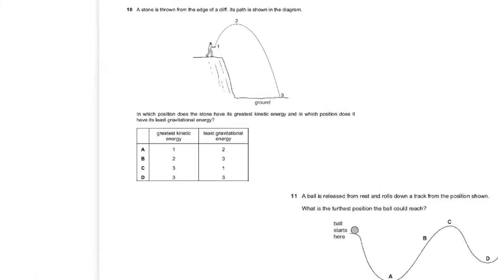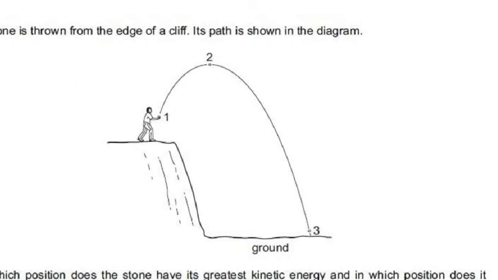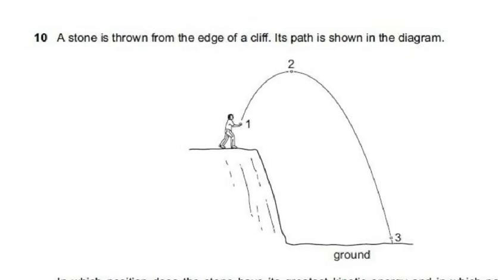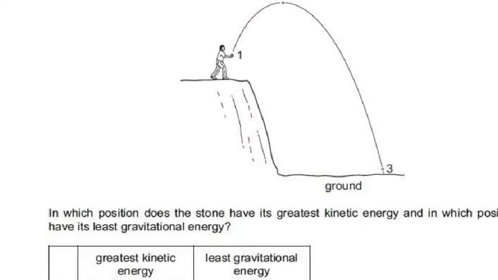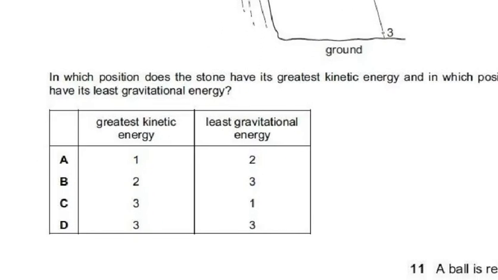All right, a couple more. We'll go through these pretty quick. So we have here a stone is thrown from the edge of a cliff. Its path is shown in the diagram. So this guy throws the rock, boom, like that. That's a stone. All right, so the question: in which position does the stone have the greatest kinetic energy, and in which position does it have the least gravitational energy?